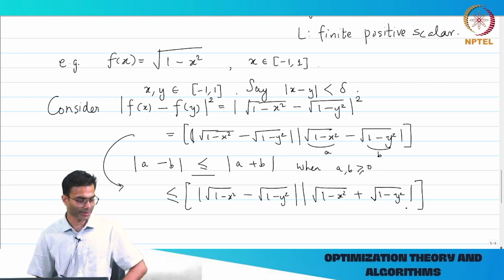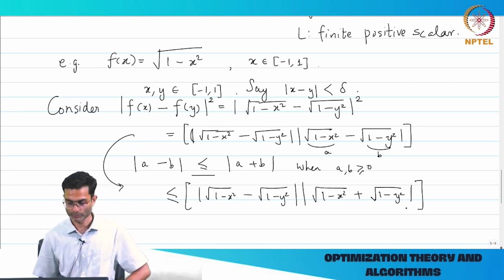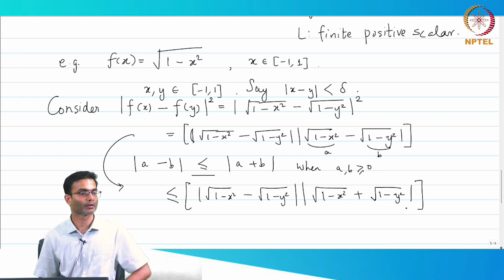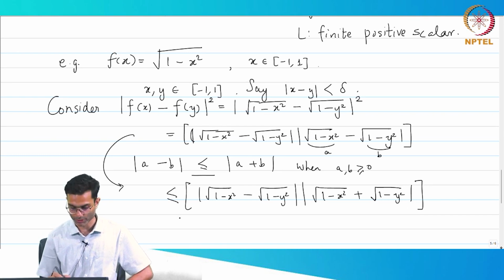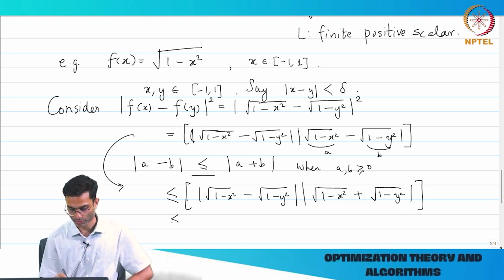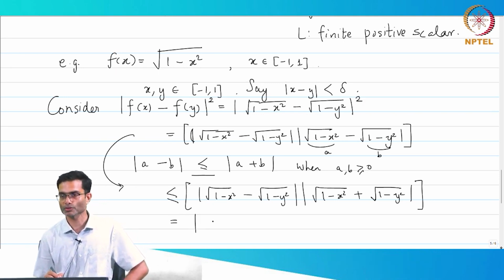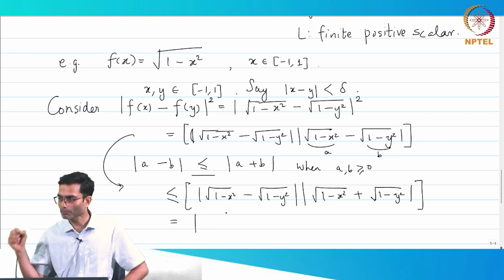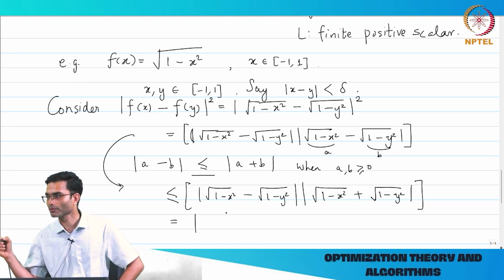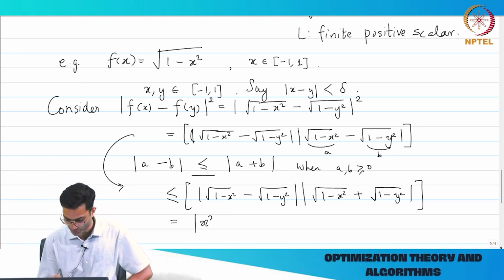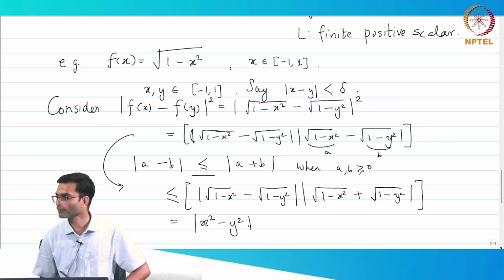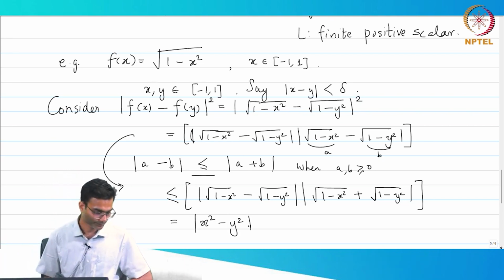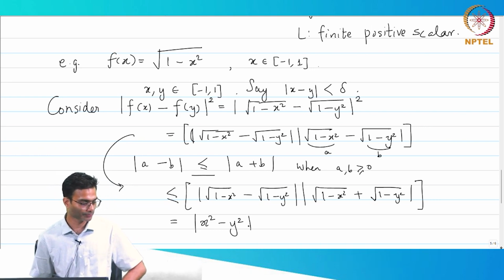So what's next then? What does this become? A square minus b squared. The mod still has to be there because the overall thing is a positive quantity. So this becomes equal to root of a square minus b square, which is going to be what? 1 minus x squared minus 1 minus y square. What do I get? X square minus y square, right? Anything else that I can do?